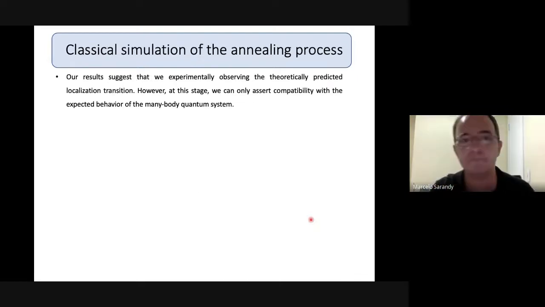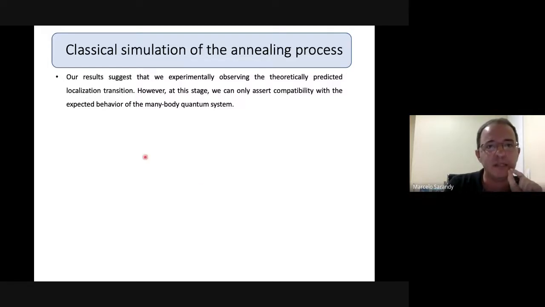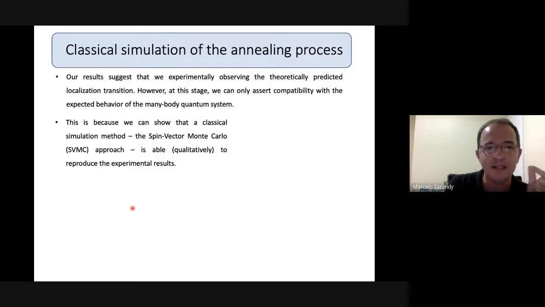Finally, we also looked at the classical simulation of the annealing process, because our result suggests that we are experimentally observing the theoretically predicted localization transition. However, as I'm going to show now in this slide, at this stage, we can only say that we have compatibility with the expected behavior of a many-body quantum system. This is because we can qualitatively reproduce our results by using a classical simulation method, which is denominated the spin vector Monte Carlo approach. So by using SVMC, we can qualitatively reproduce the experimental results.